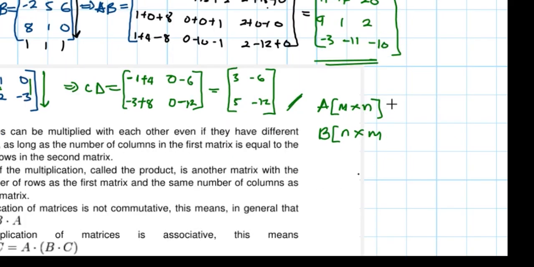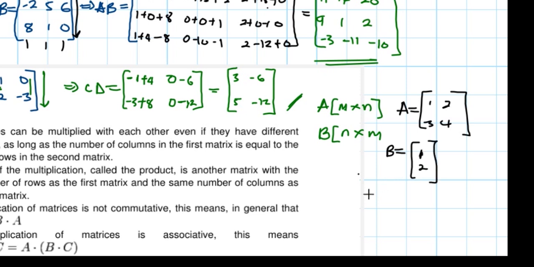So let's look at a typical example. If we have matrix A to be 1, 2, 3, 4, it means for matrix A to be able to multiply matrix B, then B has to be 1, 2, right? These two matrices can multiply each other, where the number of columns here, 1, 2, is equal to the number of rows, 1, 2. So these two matrices can multiply each other.